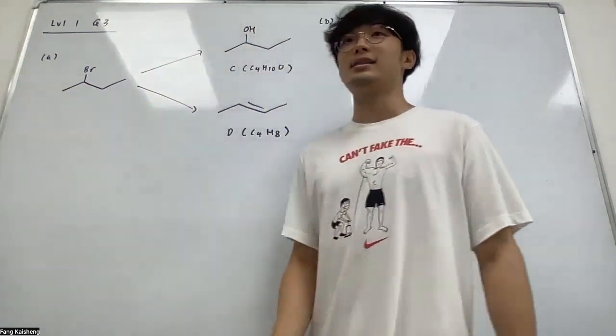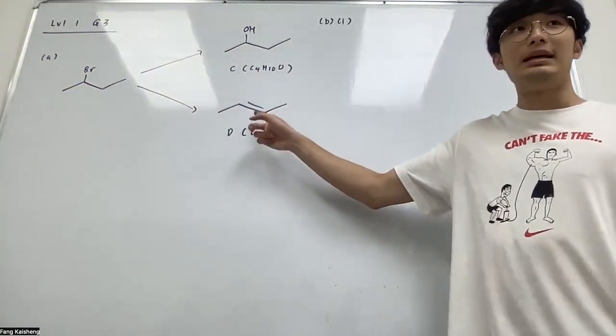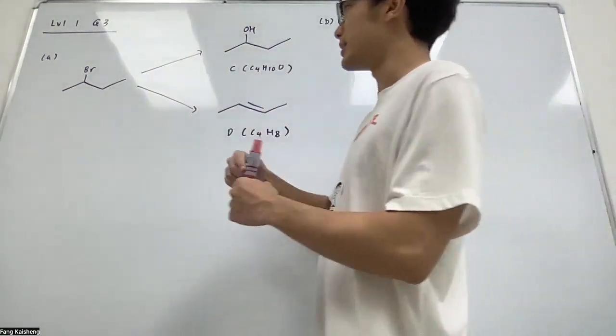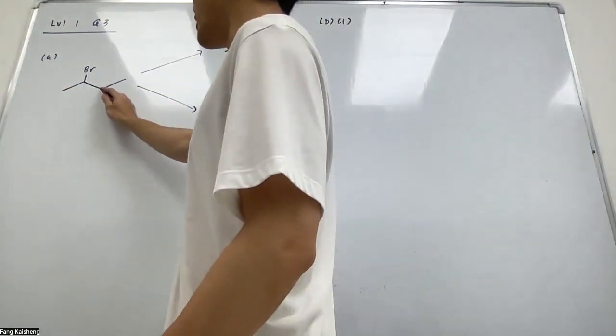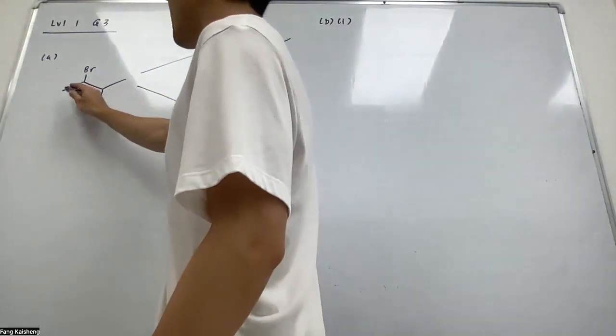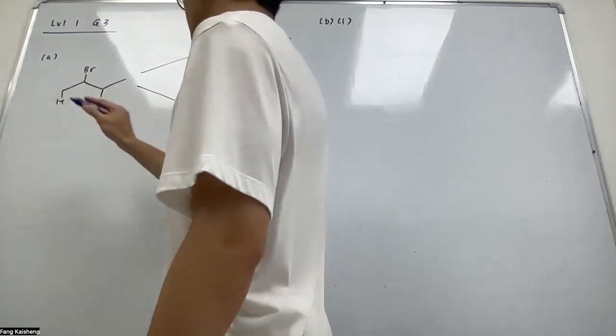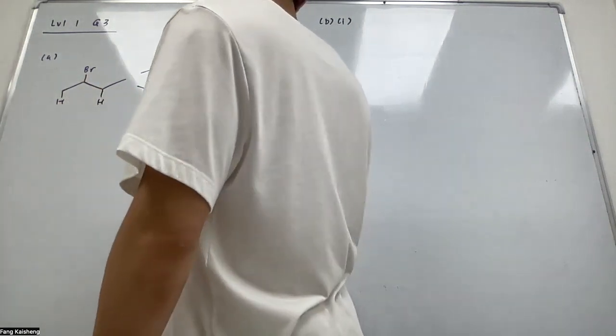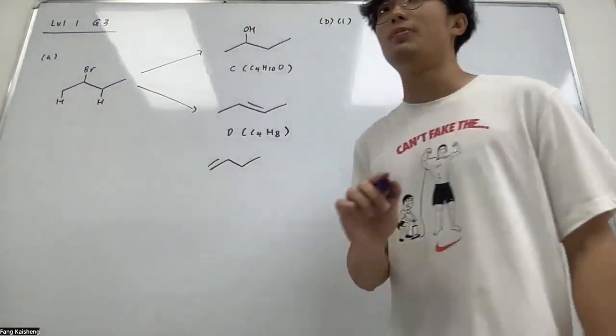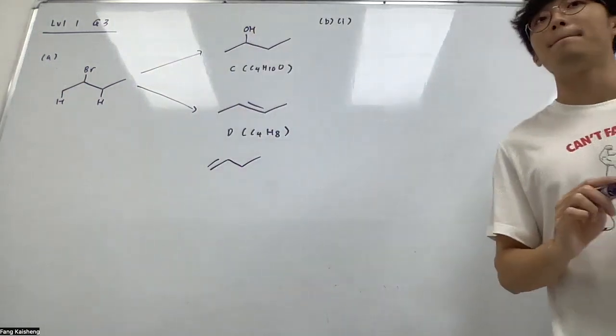Best one to draw is this. Guys, you realize, right? There's other ways to eliminate. You don't need to remove a H from here. You can also remove a H from here. That means the double bond will be here instead. But this is a minor product that we went through last lesson.